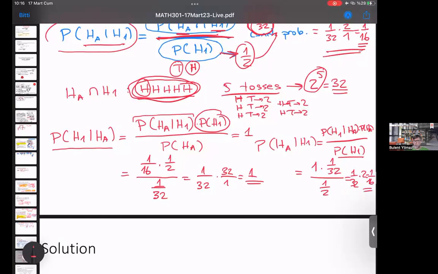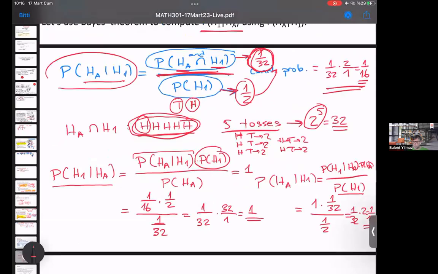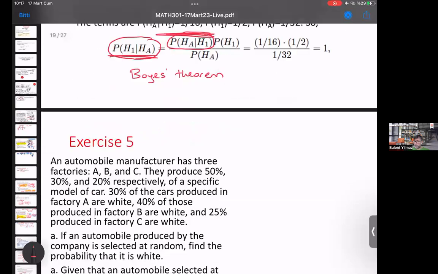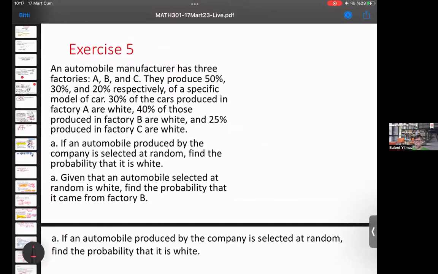So we proved that I can use one conditional probability to find out the other conditional probability. That is called Bayes' theorem. Using one conditional probability to find out the other conditional probability is used for Bayes' theorem. Is this clear, guys? Let me ask you this question, and it is your time.